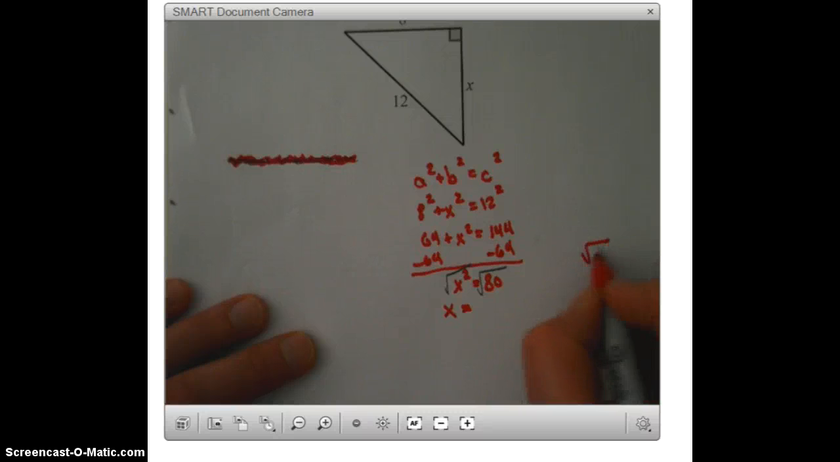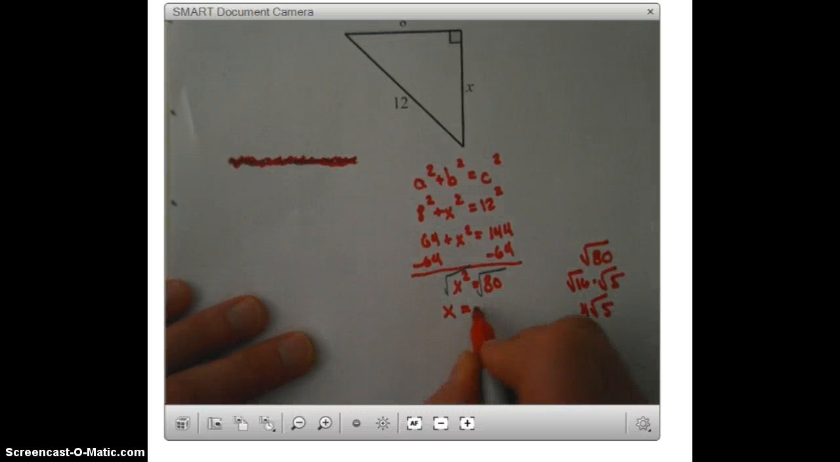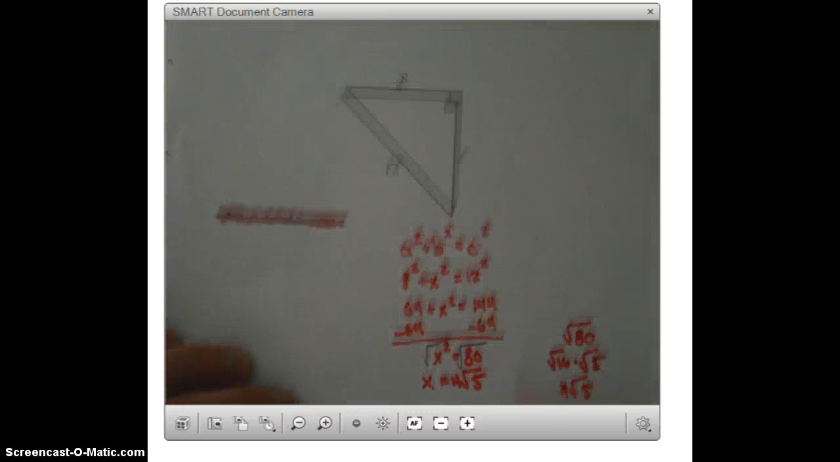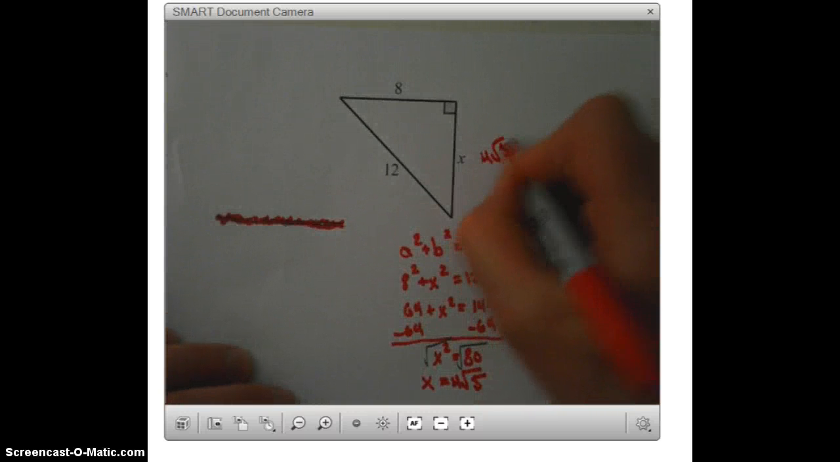So off to the side, we could talk about the square root of 80. Everybody does this a little bit differently, but we could break down the square root of 80 into the square root of 16 times the square root of 5, because 16 times 5 is 80. Square root of 16 is a perfect square, which is 4, so we've got 4 root 5. So now we know that the square root of 80 is 4 root 5. So the answer to this problem is that the leg of this triangle is 4 root 5, and 4 root 5 is an exact answer.